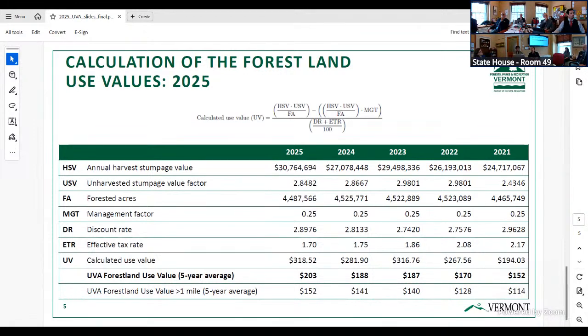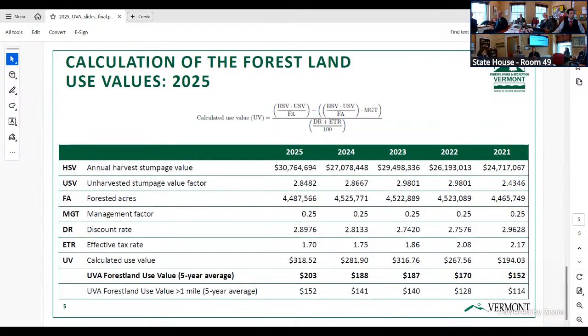And they do it by species, and if they have it available to me, they also tell me what county it came from. So then we take the values from the consulting foresters, and for the volume of sugar maple saw logs that were reported, they received a certain stumpage as reported by the consulting foresters. We multiply the volume times the value, and that is one line on the annual harvest stumpage value.